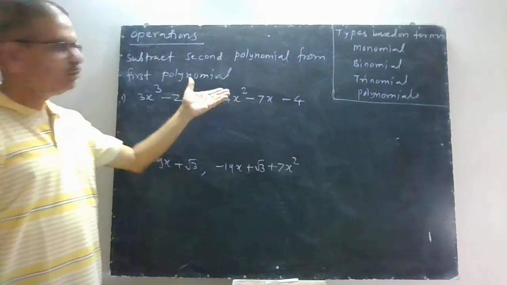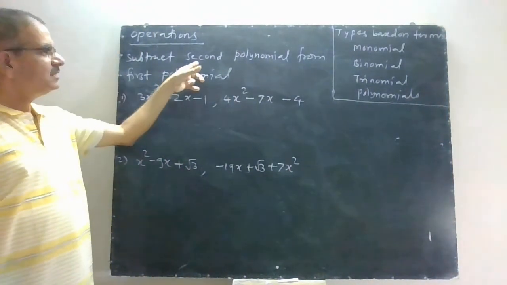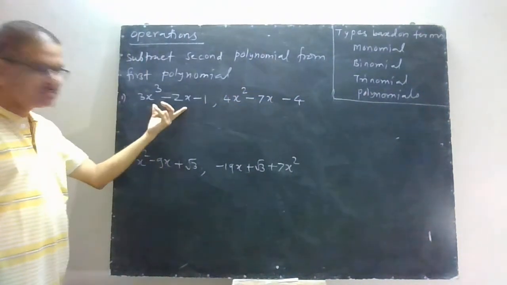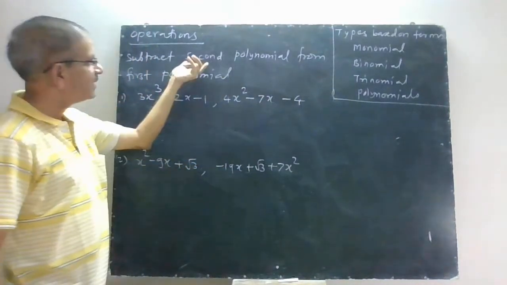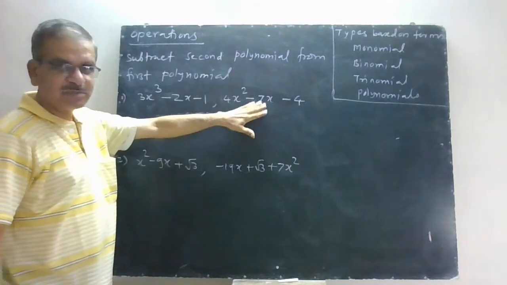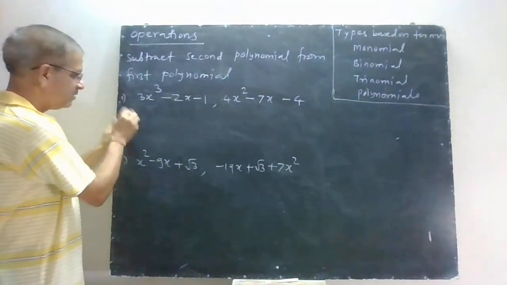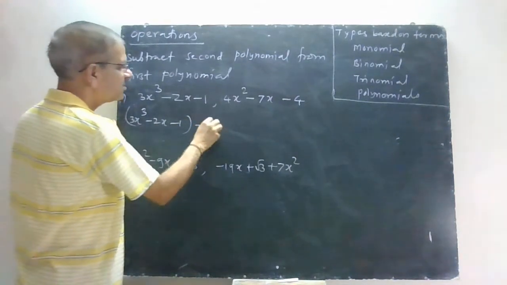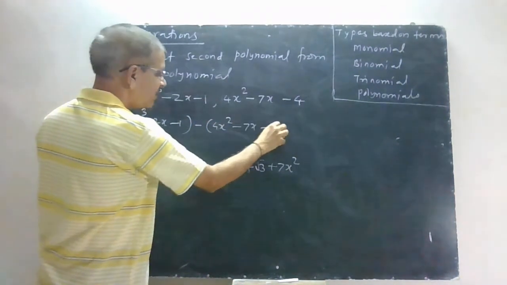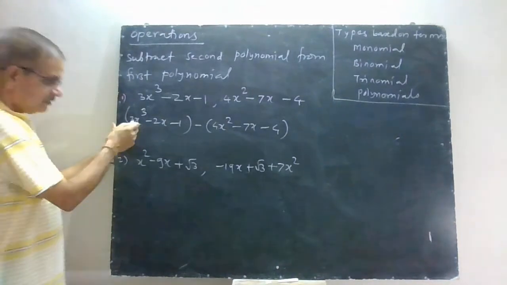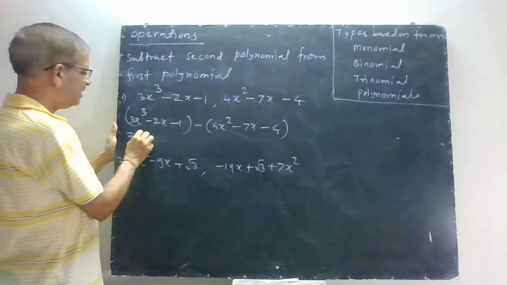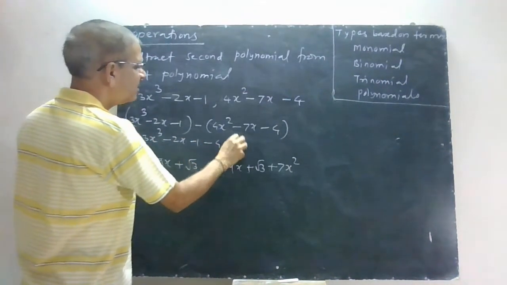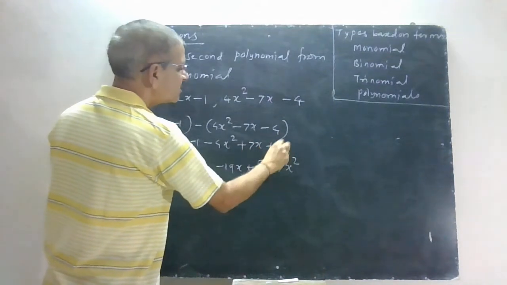See, two more examples I have taken. Subtract second polynomial from first polynomial. Now this is your first polynomial and this is your second polynomial. You have to subtract the second polynomial. That means you have to subtract this polynomial from this polynomial. So the meaning of this is 3x cube minus 2x minus 1, minus 4x square minus 7x minus 4. This is your first step. Now the second step is remove the bracket: 3x cube minus 2x minus 1 minus 4x square plus 7x plus 4.